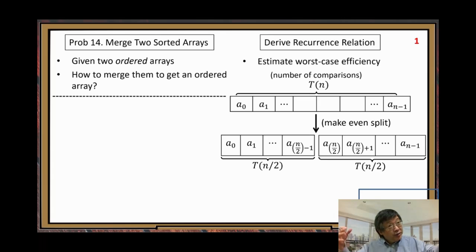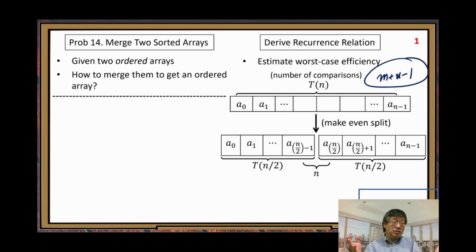But then we need to do the merge, right? After the split, we call the recursive function and get each subproblem solved. But at the end, we need to merge two subarrays. So what is the total cost? Look at the total size, and we use the formula. We have the formula for the worst case and for the best case, right? The formula for the worst case, the general case, is the total number of elements minus 1.